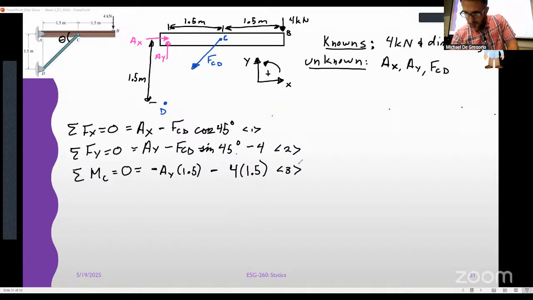3 equations, 3 unknowns. I'm going to solve equation 3 immediately.